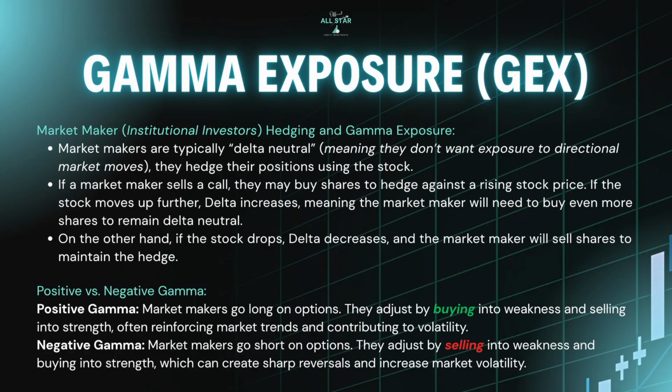When a market maker sells a call option, they might buy shares of the stock to offset the potential losses if the price soars. As the stock rises and the option's delta increases, they'll continue buying more shares to stay hedged. But on the other hand, if the stock falls and delta drops, they'll reduce their position by selling shares to remain neutral. So what I mean by this is that this constant hedging activity up and down causes the market makers to actively participate in price movements, especially when options with large open interest are in play.